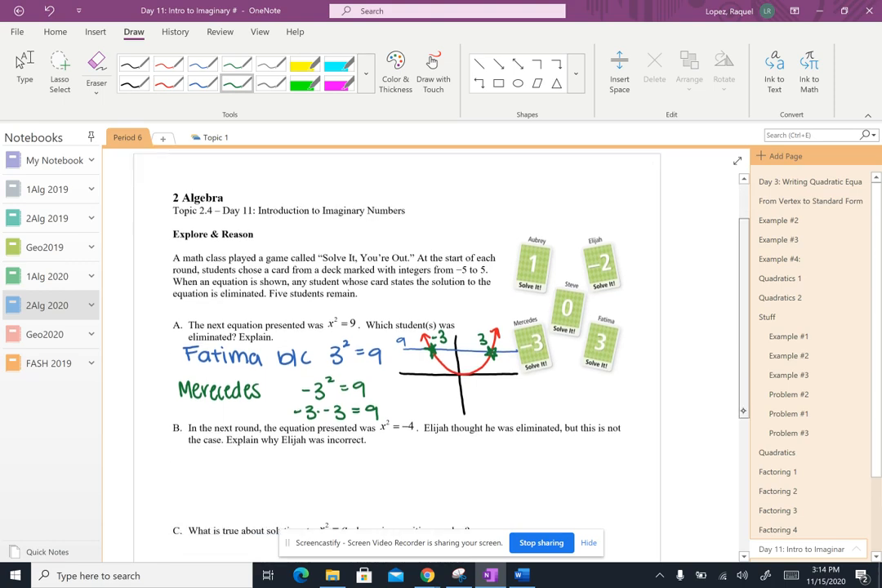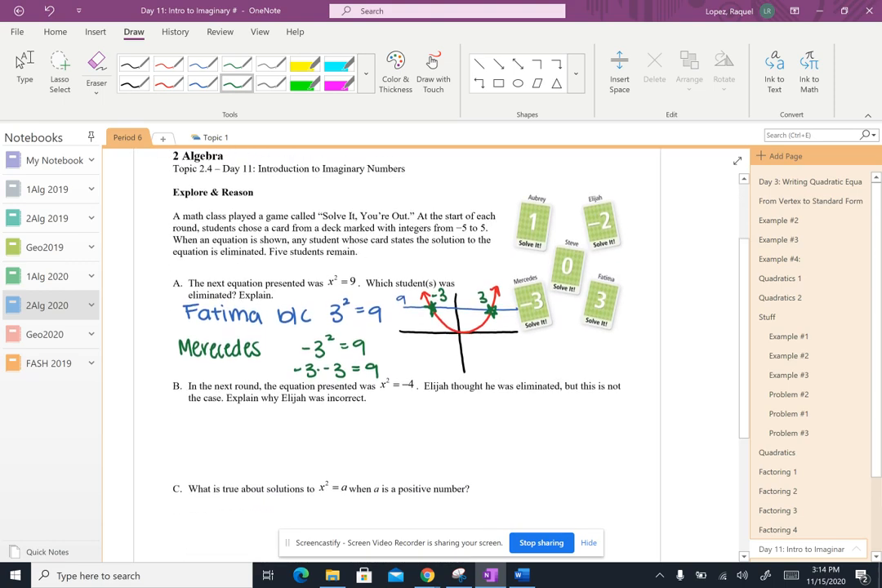Okay, let's take a look at part B. In the next round, the equation presented was x squared equals -4. Elijah thought he'd be eliminated, but this was not the case. Now we have to explain why that's incorrect. Elijah's number is -2. So let's substitute -2 into the equation. We have -2 squared, and we're trying to see, does that equal -4? Well, -2 squared is -2 times -2, and -2 times -2 is +4. And +4 does not equal -4. So Elijah would not be eliminated. Elijah's going to stay in the game.